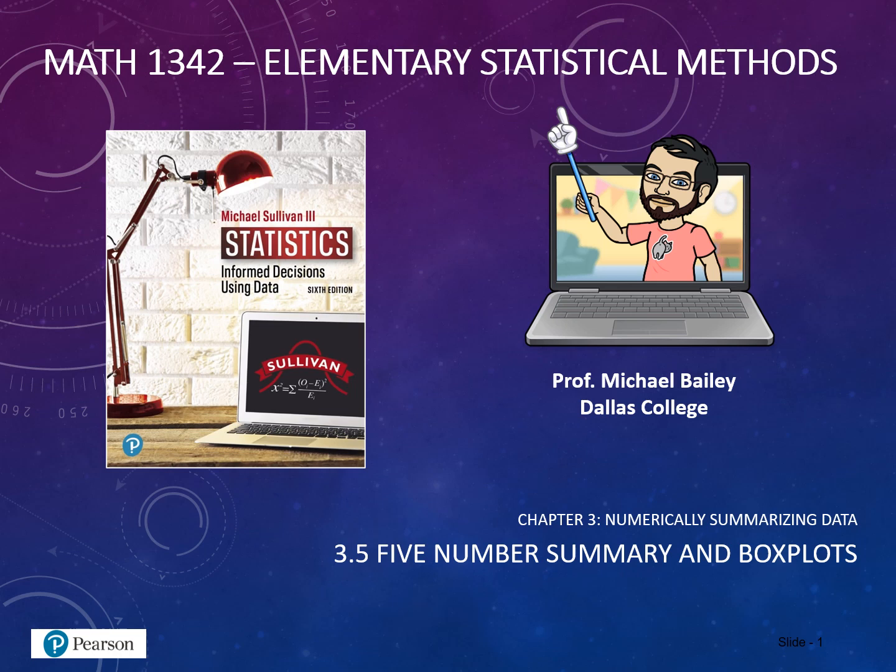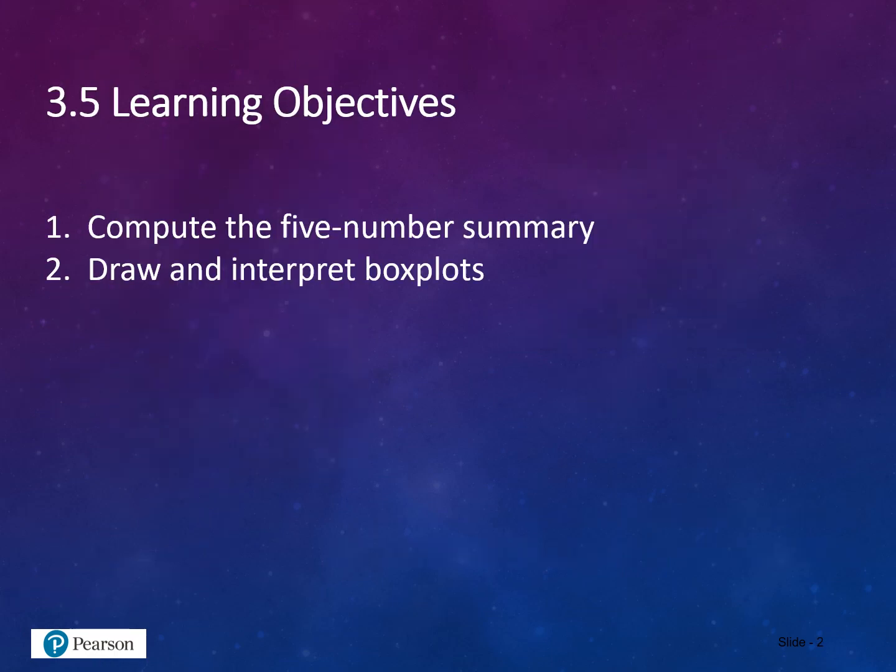Welcome to our last section in Chapter 3, 3.5, 5-number summary and box plots. Here we're going to look at two kinds of ways of summarizing data or looking at the data. The first is called the 5-number summary, and the second is called the box plot, which is a kind of visual representation of the data.